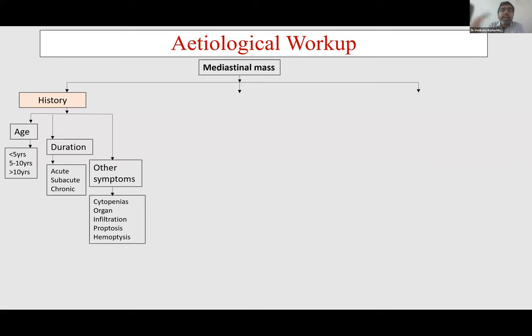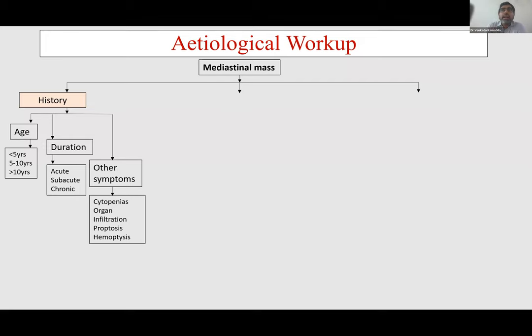Then the other symptoms which we should look for on further examination include the signs of cytopenias. Often we have to look for any signs of bone marrow aplasia, like repeated transfusion requirements for anemia, progressive pallor, then also look for any bleeding manifestations, be it mucocutaneous bleeding manifestations. These will point us more towards leukemia. Then organ infiltration in the form of hepatosplenomegaly, which again points us more towards a hematolymphoid cause.